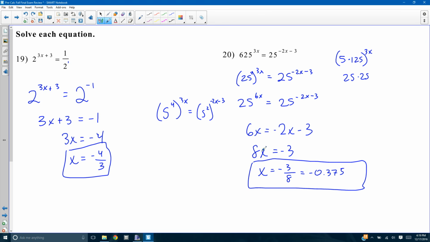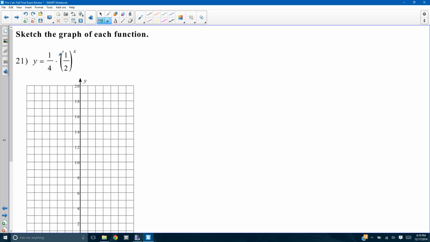And one or the other applies there. Number 21, sketch the graph of each function. Okay, so we are looking at an equation that is written in this form, y equals a times b to the x minus h power plus k.